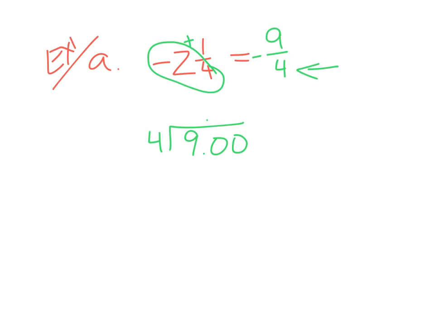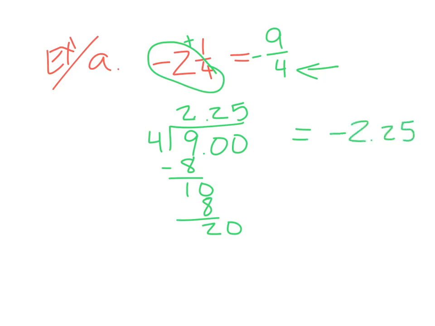So how many times can 4 go into 9? 2. 4 times 2 is 8. How many times can 4 go into 10? 2. How many times can 4 go into 20? 5. Okay. And then you also need to throw the negative back in front. So negative 2.25 is our decimal.